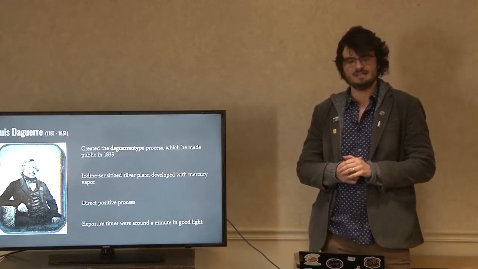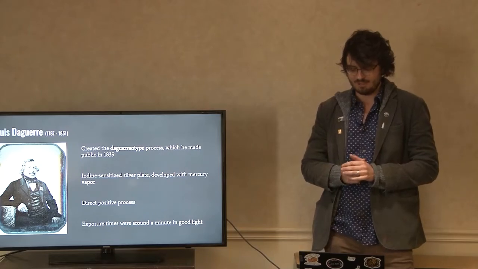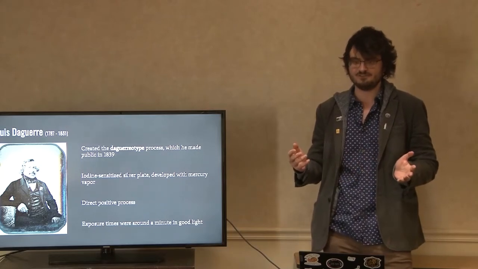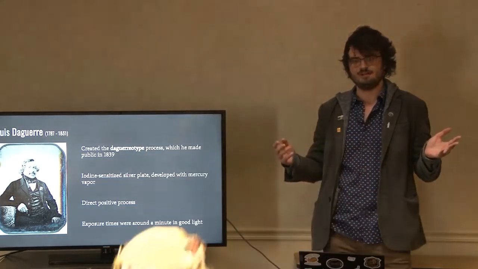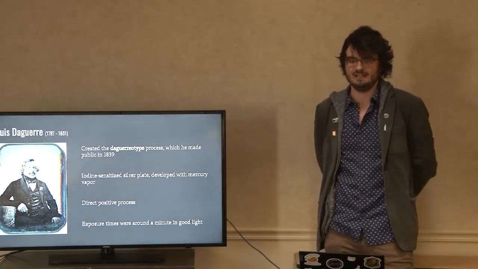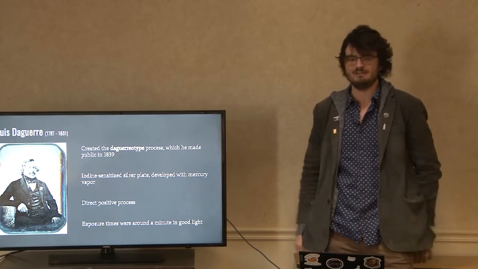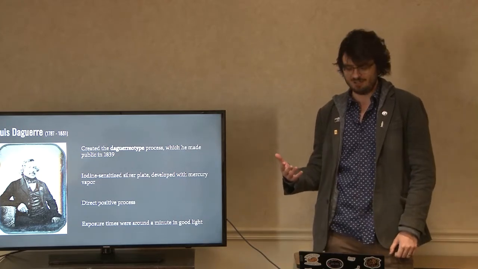And in 1839, he came out with what he calls the daguerreotype process, named after himself. So that's why a lot of people think photography began in 1839. That's when the first publicly available process became available.